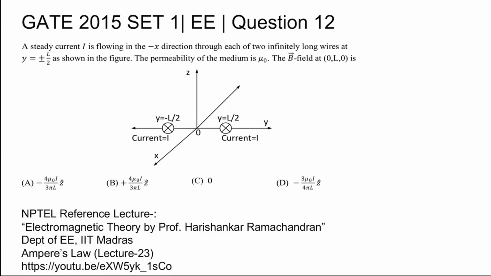2015 Set 1 Electrical Question number 12. A steady state current is flowing in the direction x through each of the two infinitely long wires at y equal to plus minus L by 2. The permeability of the medium is mu0. The magnetic field is being asked.